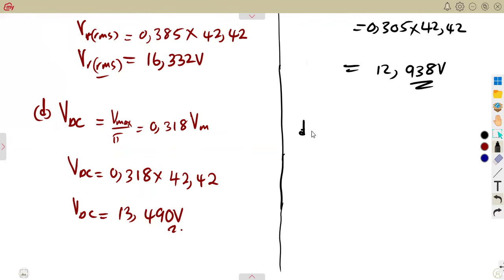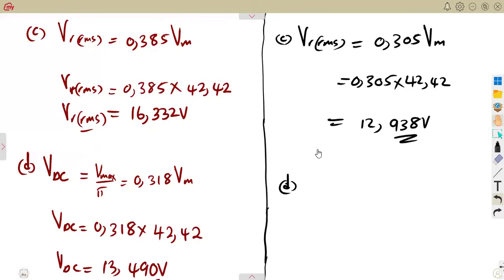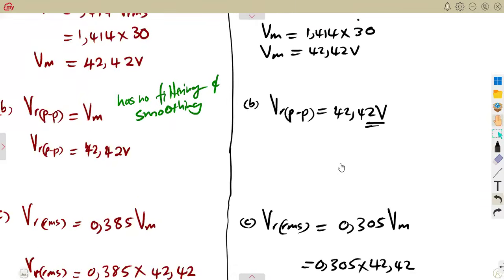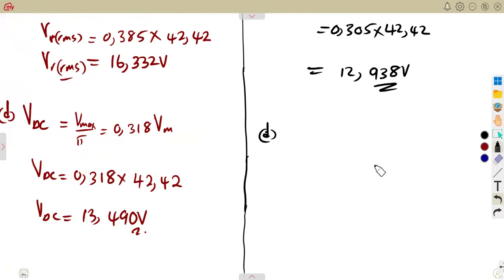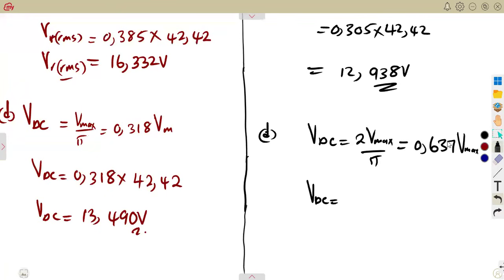Considering, on the other hand, a full wave, working with a full wave bridge, because this is now the other side. You're considering a full wave, which is a bridge. Your VDC in this case is given by 2 Vmax over pi, which is equivalent to 0.637 of the maximum value, which is our VM. So that is going to be affected by the 2 on top, 2 over pi, because you're considering a full wave bridge. So that's 0.637 times our Vmax.